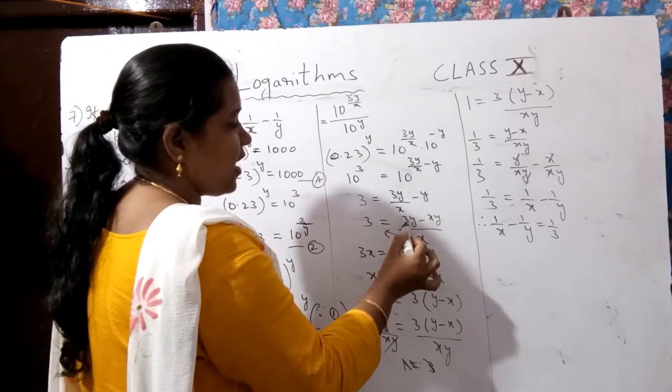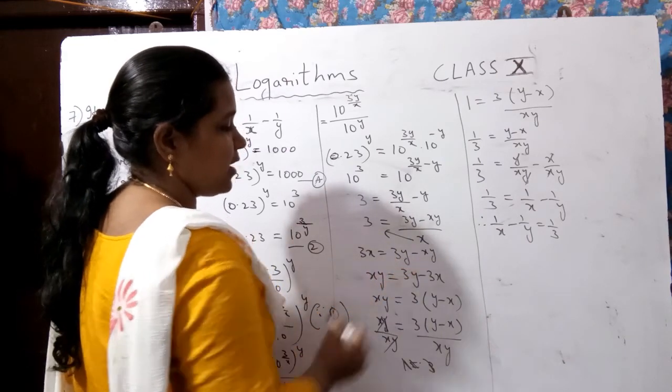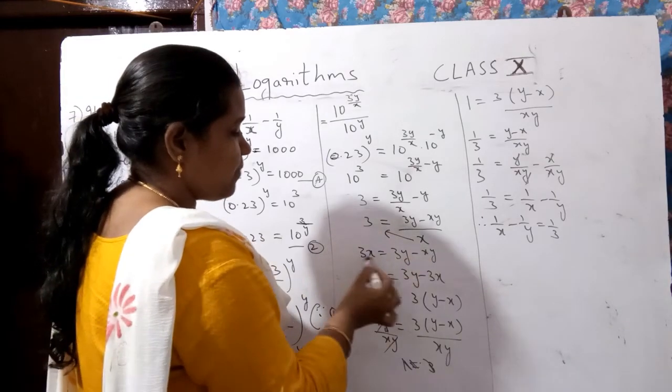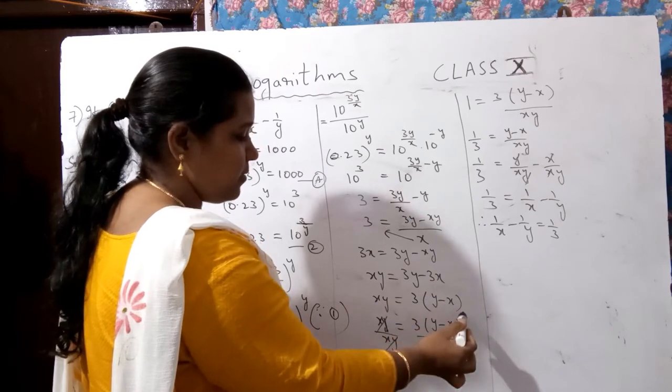Take out the LCM. You will have 3y minus xy. Cross multiply it. I will get 3x is equal to 3y minus xy. I am bringing xy to the other side, so this minus becomes plus. And 3x from the left side to the right side becomes minus. So here I can take out 3 common.